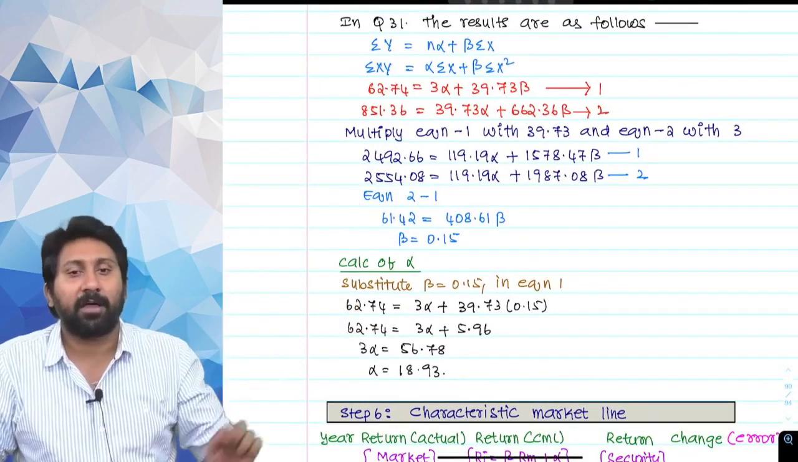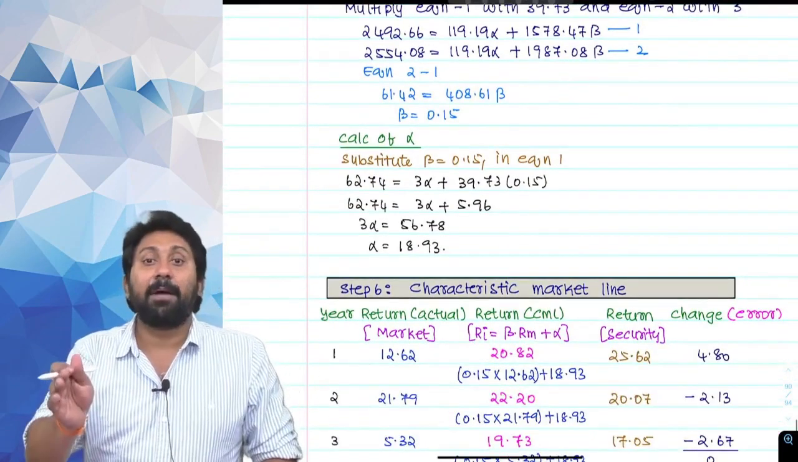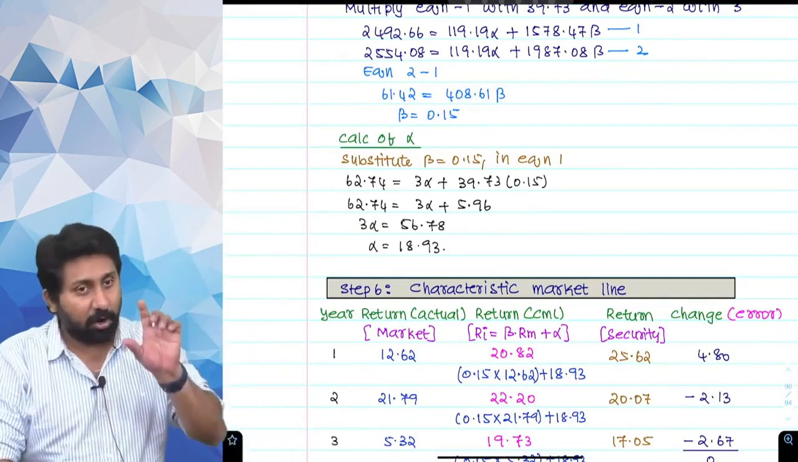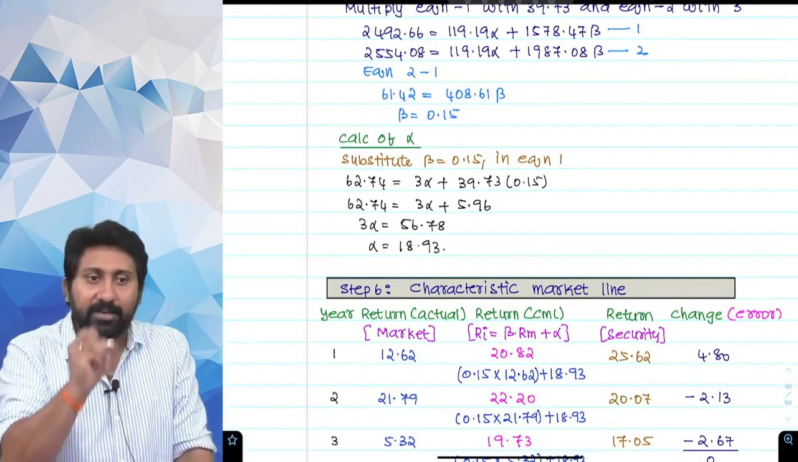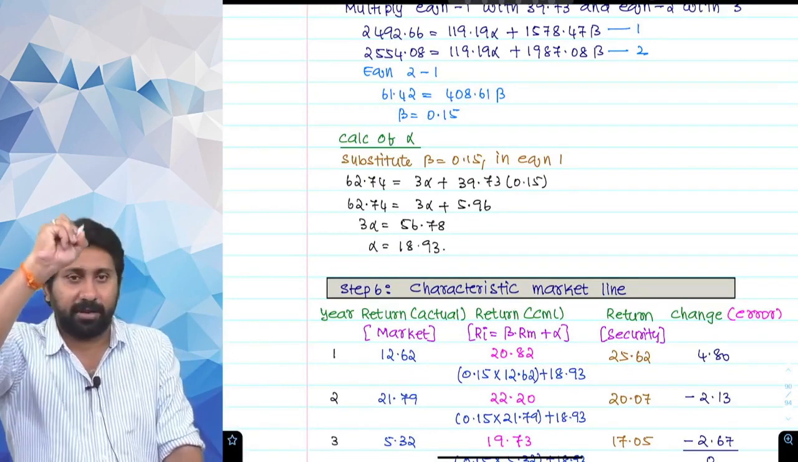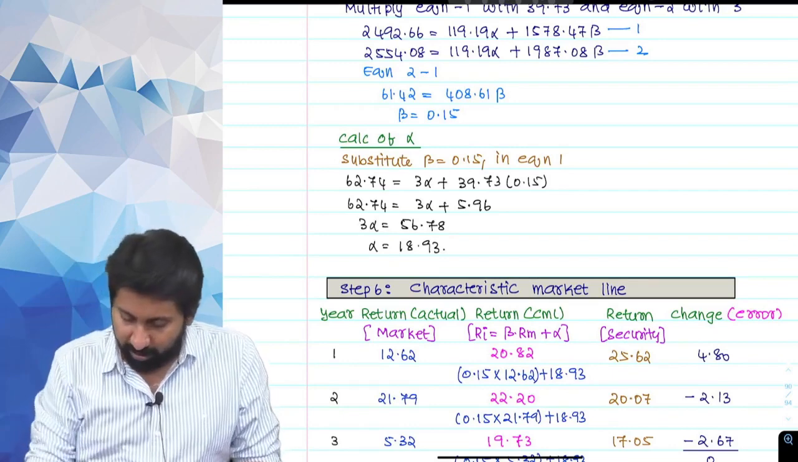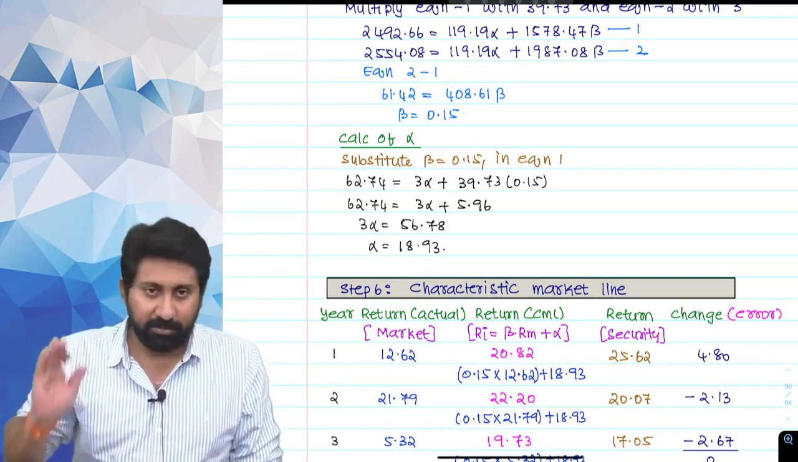What do you mean by alpha? Alpha means the return which a security gave, even if the market has come to zero. That's a constant return. That means even if the market gives zero return, my security will give some return. Okay, that's called as alpha. Now up to here we calculated beta. Hope everyone understood the concept also.